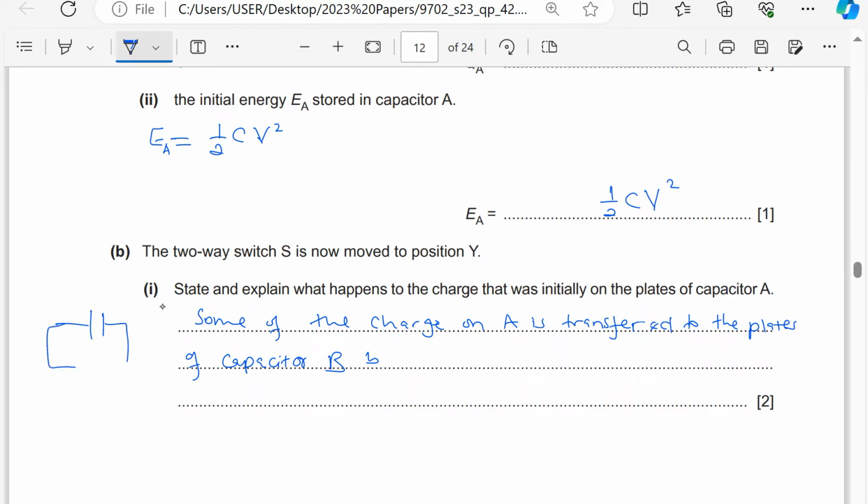Now they are like this. But this is 3C, this one is C, and this one was the one which was initially charged. So because this has a different PD than this one, yet they're in parallel, the PD must become equal. So some charge from A must be transferred to B because the PDs across the capacitors are not equal.